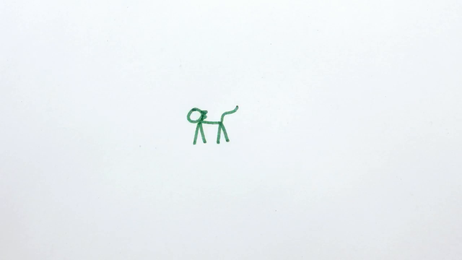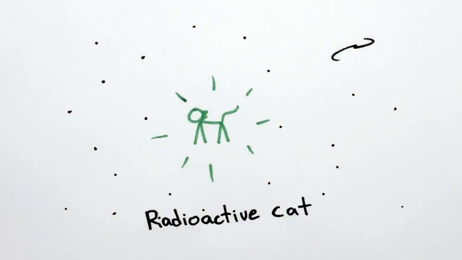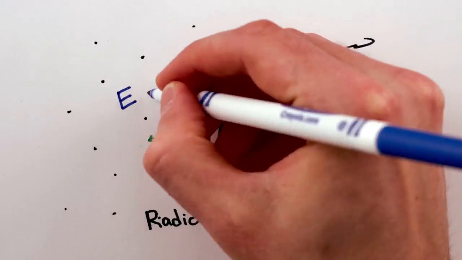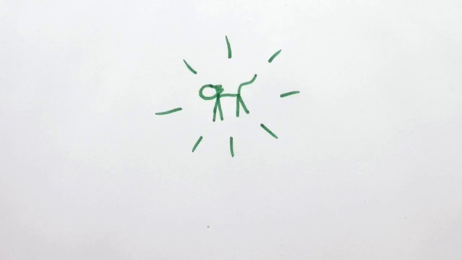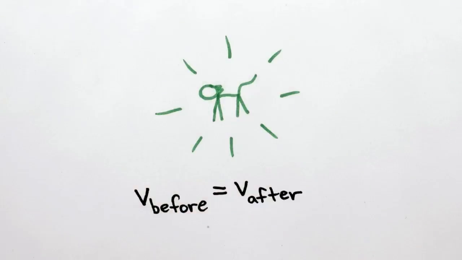Suppose you're watching a cat float freely in empty space, when suddenly it emits a flash of light in all directions. The light carries away some energy, we'll call it E, so by conservation of energy, the cat must have lost energy E. But since the light was emitted symmetrically in all directions, it won't have changed the cat's velocity. So where did the energy for the light come from?